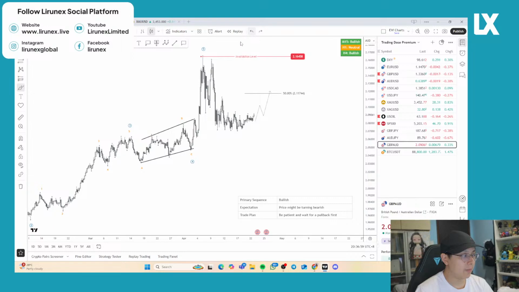Of course, the invalidation level is going to be this swing high. The market needs to be below that swing high in order for us to be looking at a reversal down. The key area here is the 50% Fibonacci. We have this push down. If we can get a decent correction towards the 50% mark, this is where we can look to sell it. Right now the trade plan you can see over here: be patient, wait for a pullback. As it comes into the 50% mark, I want to see a setup to sell it.